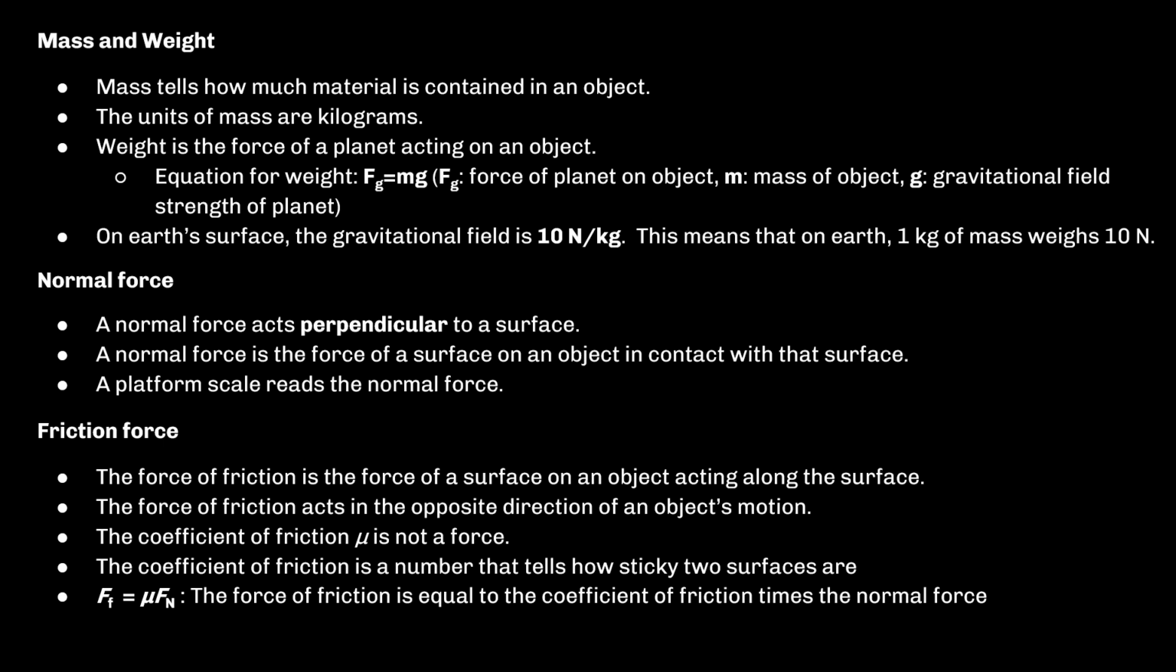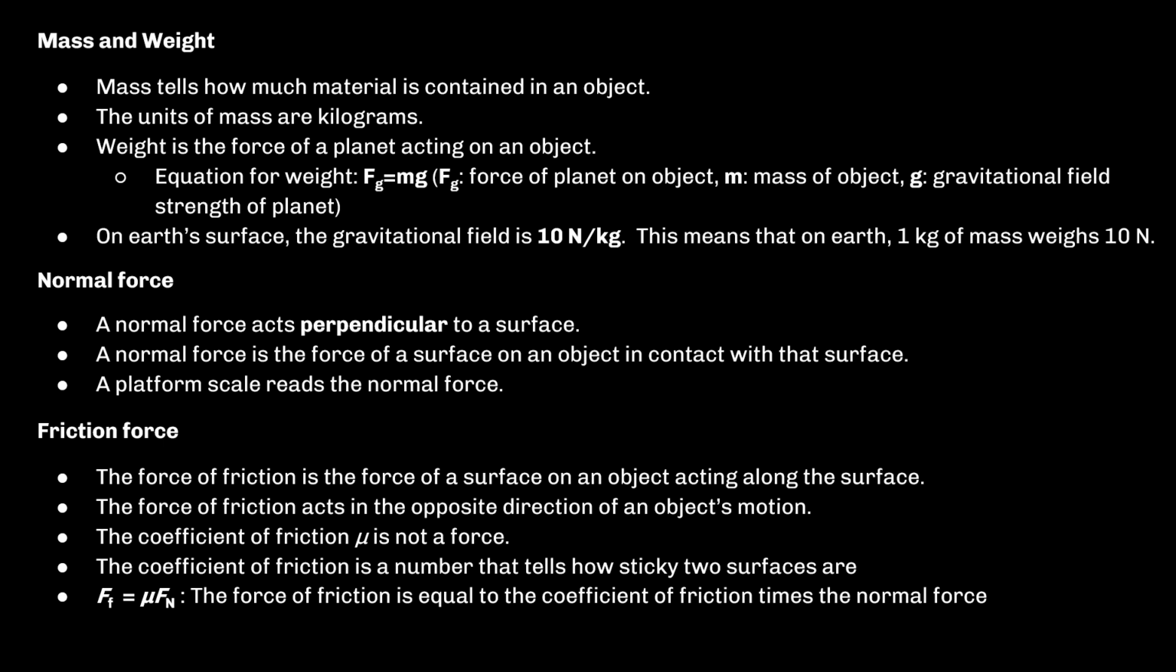This equation is going to end up being Fg equals mg. So when I have Fg on a free body diagram, know that's equal to my mass times the gravitational field strength of the planet. On Earth, that is going to be 10 newtons per kilogram. Also on the reference table, you have 9.81 meters per second squared. We just round off to 10 to make our lives easier.